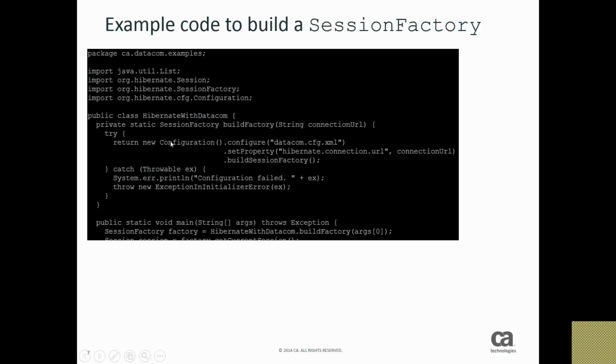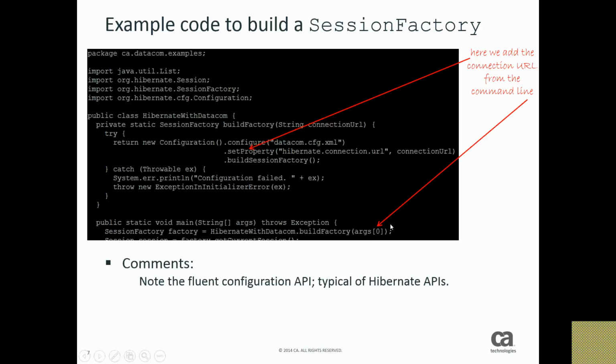Then the Java code to build a session factory, which will create sessions with our server, is very short. We have a nice fluent API here: instantiate the configuration, configure starting with the properties in our XML file, and then set one more property, the actual connection URL, which is going to come in from the command line as an argument. So just a nice fluent configuration API, lots of cascading. Hibernate is quite an aesthetically pleasing interface.